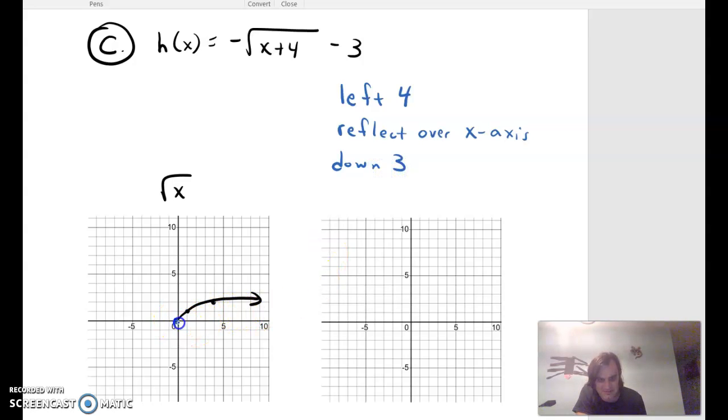So let's take our point from 0, 0 and see what happens. We're going to go left 4, brings us over to negative 4. We're going to flip it about the x, so we'll go this way. So I'm over at negative 4, and then we'll go down 3. So the point that was 0, 0 will be at negative 4, negative 3. And then it's going to be an upside down square root. So this is the graph that we have.